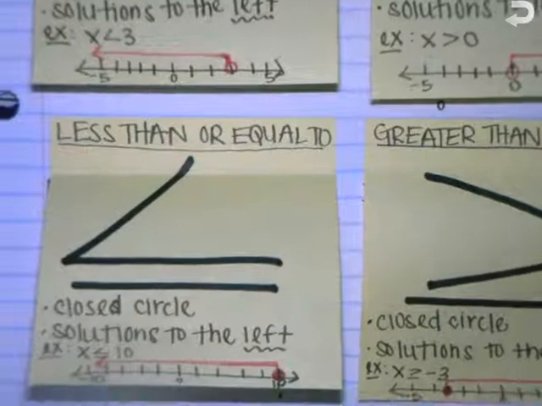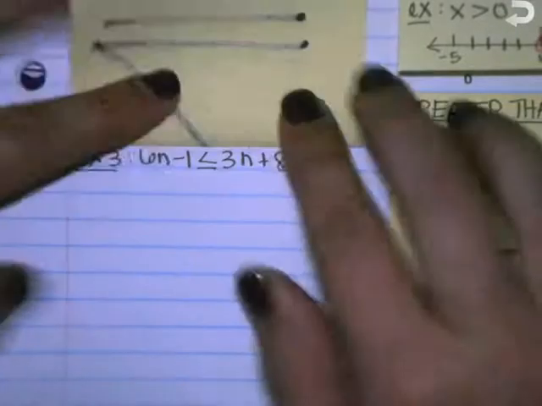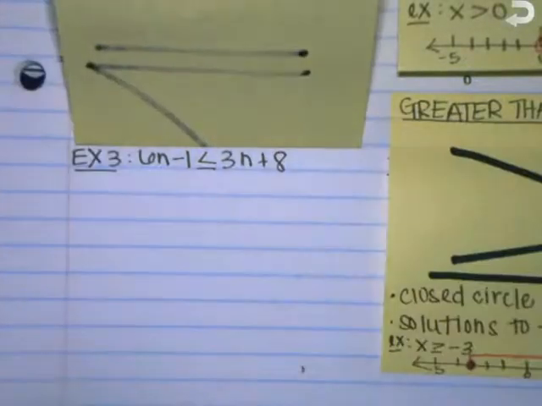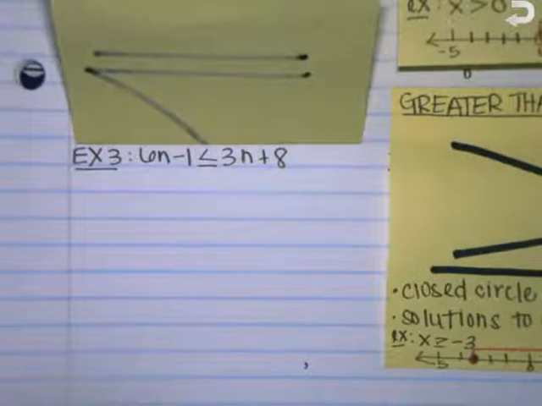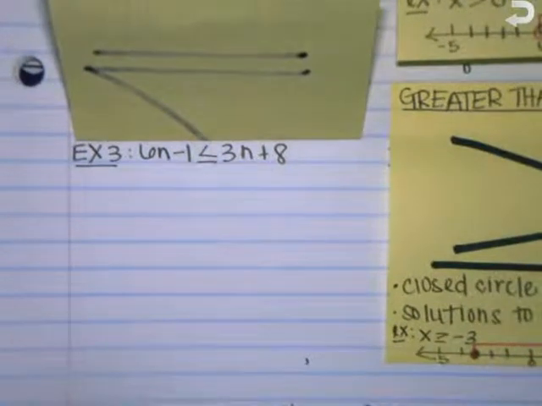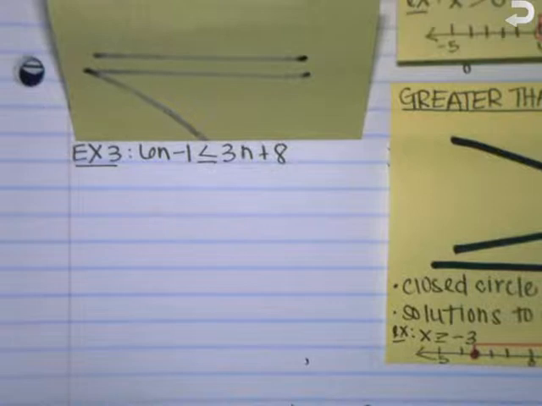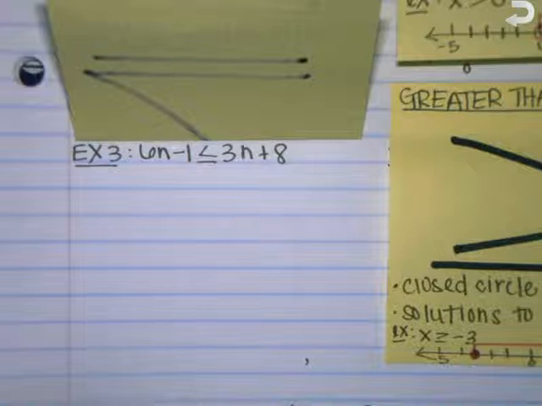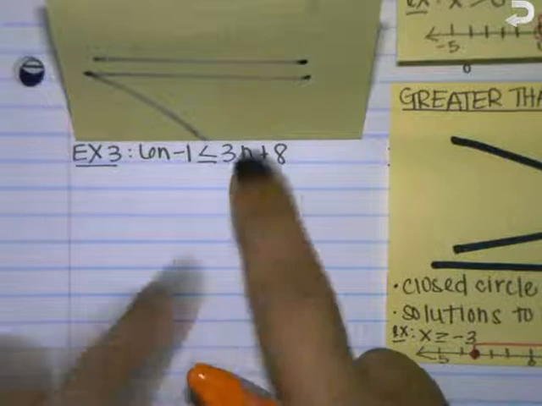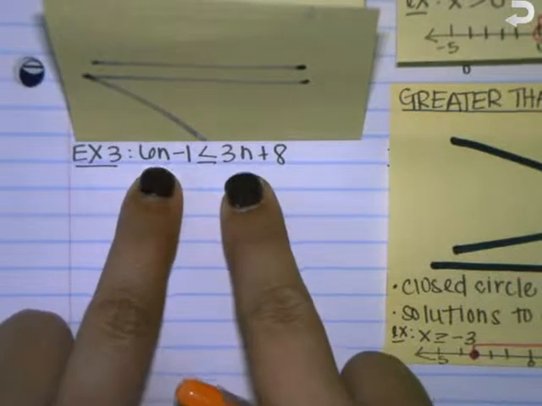So underneath, less than or equal to, we have example 3. Example 3: 6n minus 1 is less than or equal to 3n plus 8. Okay, this time my variable is on both sides of the inequality.